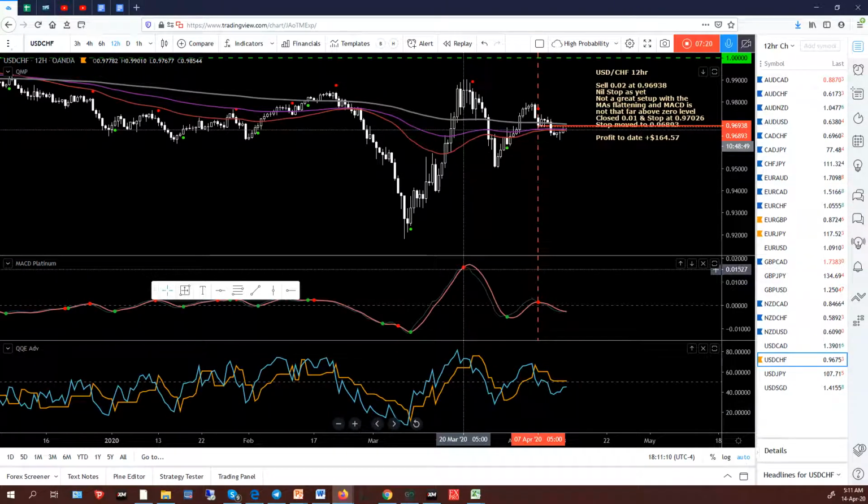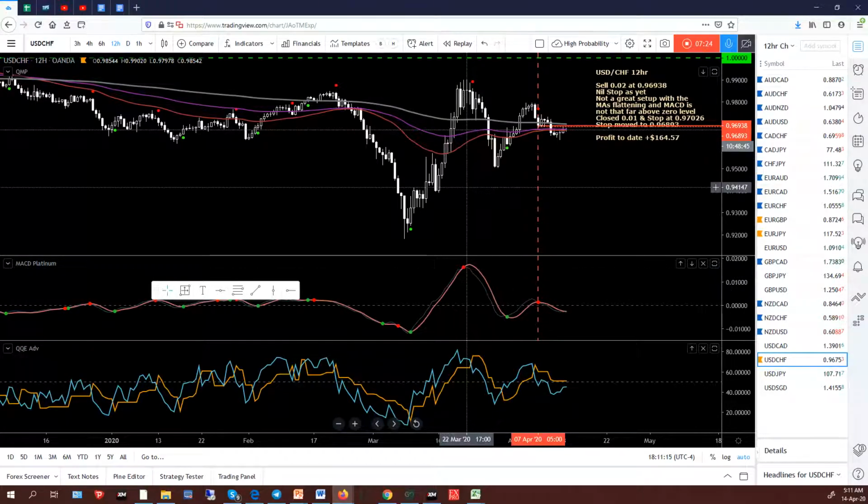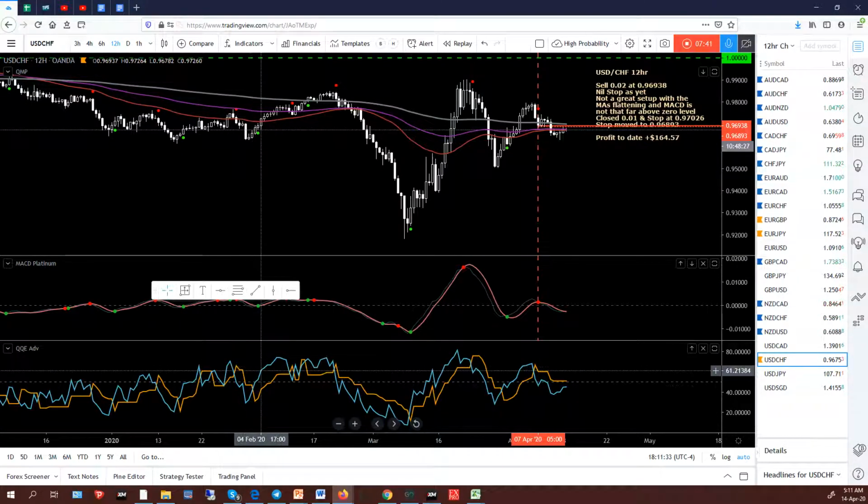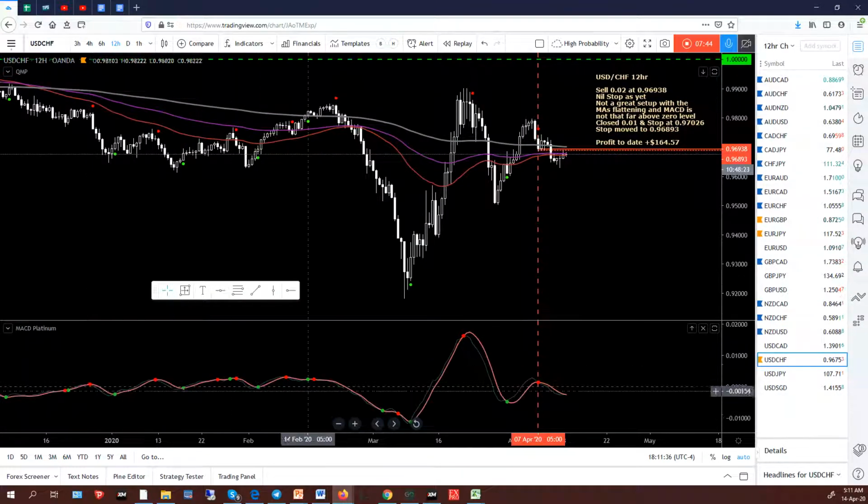There's a red dot on the MACD Platinum here, and you can see, if you look right, that the QMP filter dot didn't appear for a while, until the cross of the blue line through the orange line on the QQE Advance went through. So this QMP filter is just a visual aid. I don't need this indicator on the chart. It's a good indicator, the QQE Advance, but I don't need it on the chart because it doesn't help the trade management.